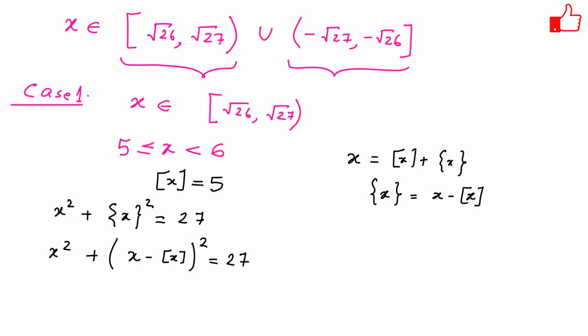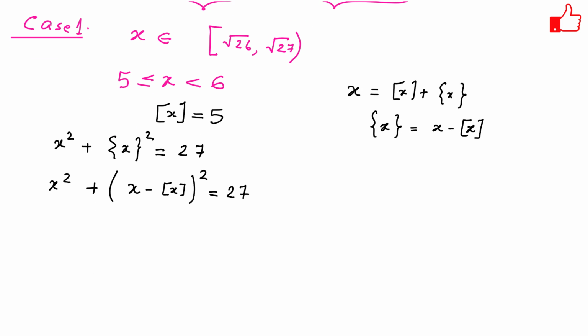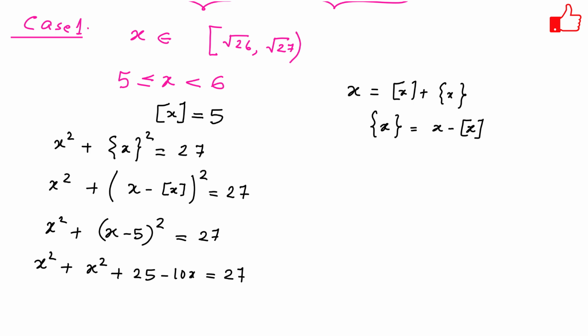But now I know the greatest integer is equal to 5. So this is x square plus (x minus 5) whole square, and this is equal to 27. So let us expand this. So this becomes x square plus x square plus 25 minus 10x is equal to 27. So this becomes 2x square minus 10x minus 2 is equal to 0.